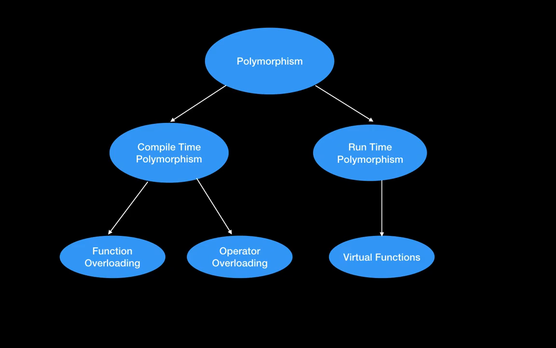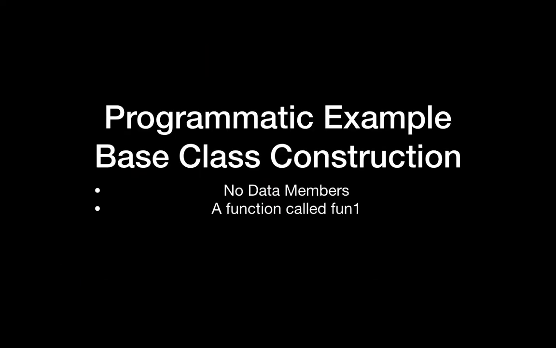Hi guys, welcome to the second video in the video series on runtime polymorphism or late binding, part 2. In this, we are going to analyze further about virtual functions, or rather the need for virtual functions. The programmatic example will remain the same as part 1.